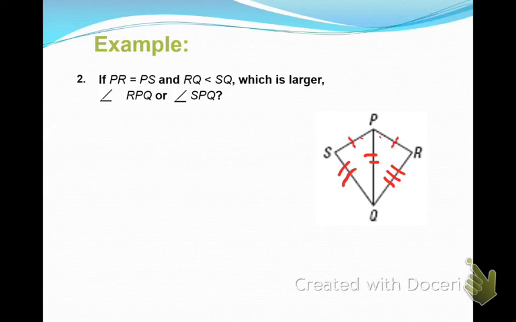RPQ, right, because it's across from the longer side. Oh, I marked that wrong. RQ was less than SQ, so RQ would be the shorter, and SQ is longer. So SQ is the larger side, so this would be the larger angle. So SPQ is the larger angle.